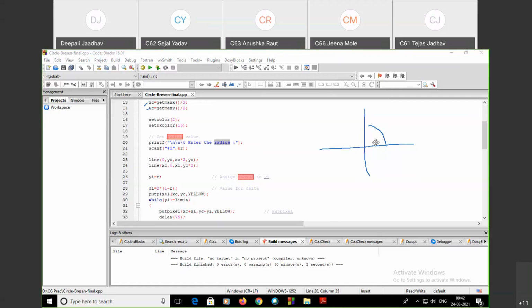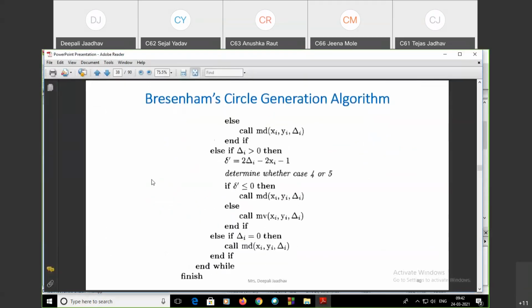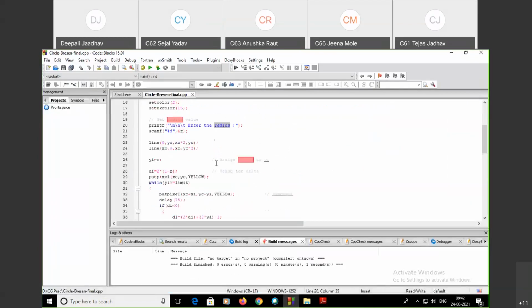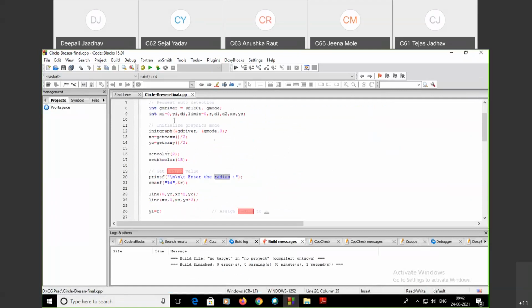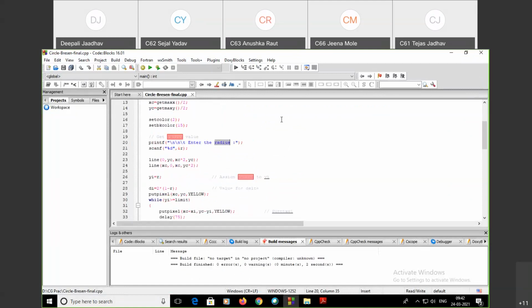Using that as our origin, this is the radius R, which is the value of Y. And x is equal to 0 initially according to our algorithm. x is equal to 0 initially and y is equal to r. So the same method is used here. xi is equal to 0 and yi is equal to r. Limit is equal to 0 because we are decrementing the value of y, which is equal to r, every time whenever required, up to 0. When it becomes equal to 0, stop there.